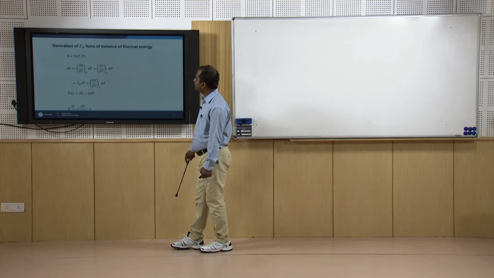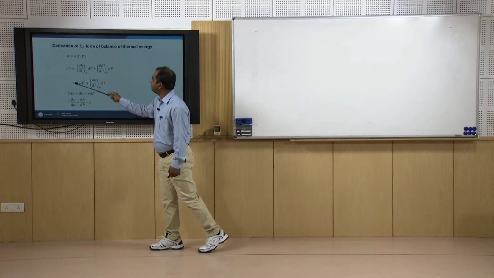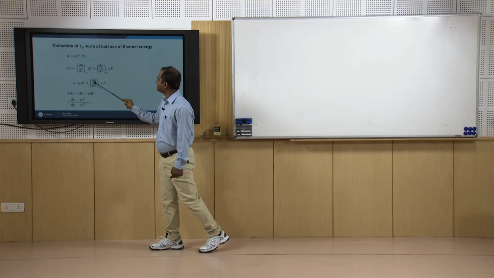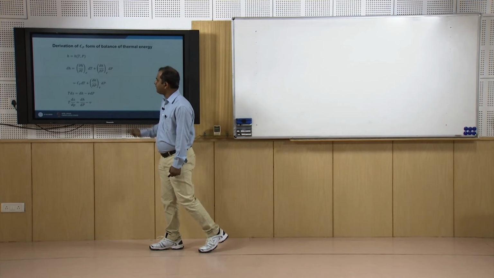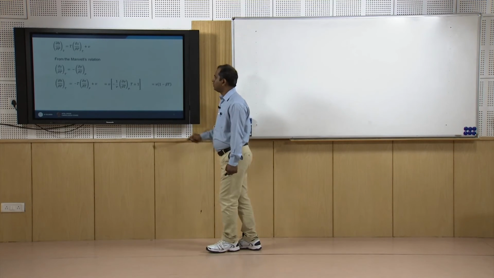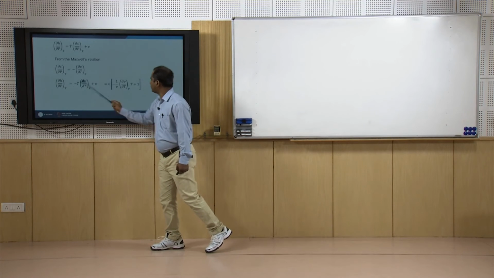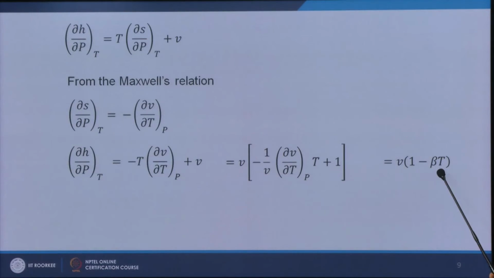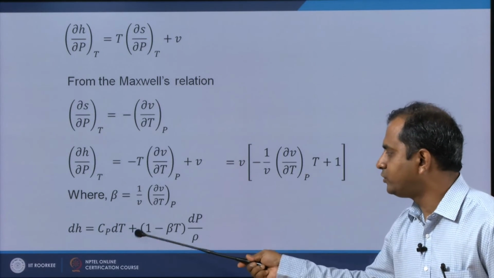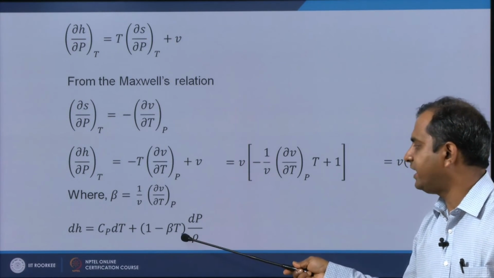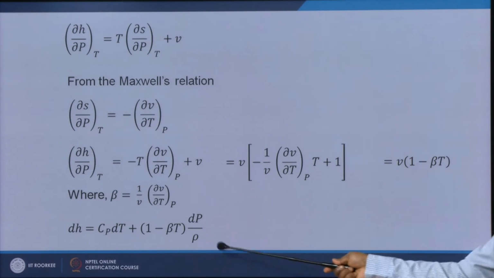Over here you see I have shown you dH is equal to Cp into dT plus del H/del P at constant T into dP. So, this term I am now replacing, del H/del P at constant T is equal to V into 1 minus beta T, and then finally I get dH is equal to Cp into dT plus 1 minus beta T into dP by rho.